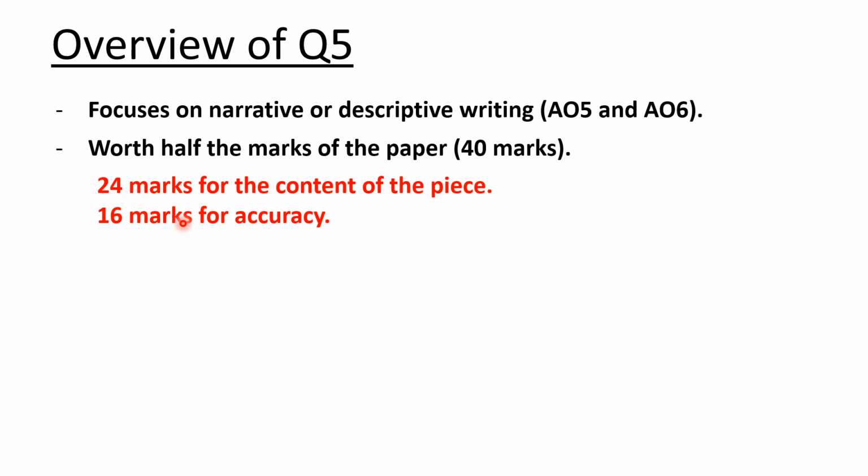The marks are split into two. You get 24 marks for the content of the piece, your ideas, the way you structure those ideas, how imaginative and relevant those ideas are. And then 16 marks for accuracy. Now that's huge. For literature paper 1, you get 4 marks for your spelling, punctuation, and grammar. And here you get 16. And that's for the variety of punctuation you use, how you use it, your spelling of sophisticated words, your grammar. It has to be very consistent. It has to be near perfect. Okay, it's a good 60 marks to be able to get as well.